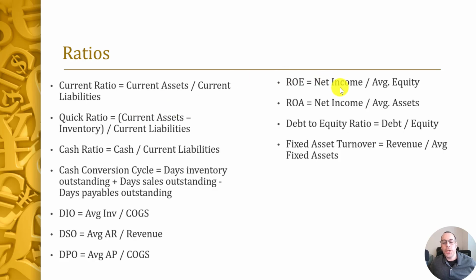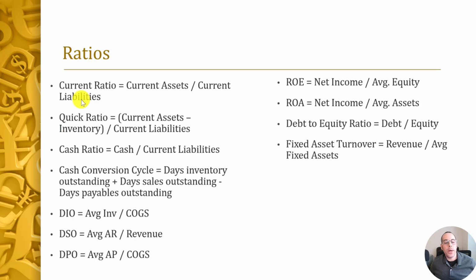But anytime a ratio is mixed, meaning one number is from the income statement, another number is from the balance sheet, that means you have to take the income statement from 2021 and the average numbers on the balance sheet. You can't just take the 2021 equity number. You have to take the equity for 2020 plus 2021 and the average. So you have to take those 2 numbers, add them together, and divide by 2.